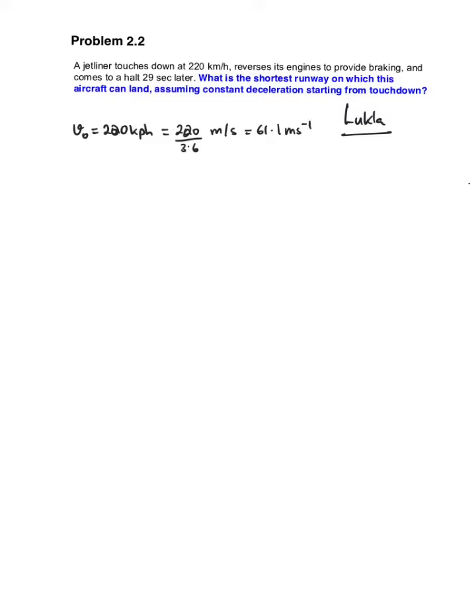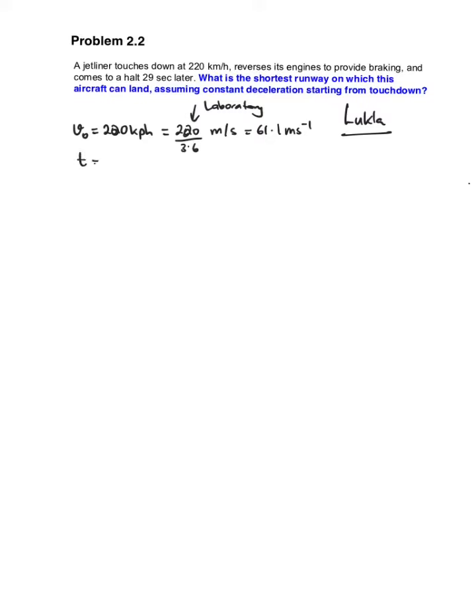Okay, so if you're worried about doing this conversion, please check out the videos that I have in the laboratory section. I have some videos there that explain how to do those conversions. So initial velocity is 61.1 meters per second. That's our SI units. Be very careful about that because we'll try and trick you sometimes by giving you non-SI units like kilometers per hour.